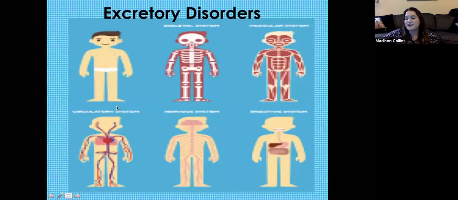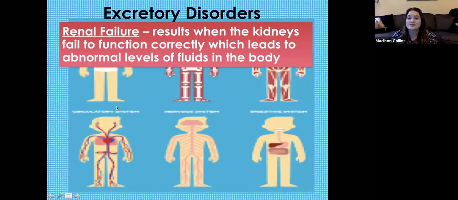All right, and the final excretory disorder we need to know, which is one that my dad sadly does not have, is renal failure. Now, renal is another word for your kidneys. So anytime you see this word renal, I want you to think of kidneys. So when we're talking about kidney failure, this results when the kidneys fail to function correctly, which leads to abnormal levels of fluids and wastes in the body. Because if your kidneys aren't functioning properly, they're not going to be able to clean out all of that waste that you've got to get rid of.